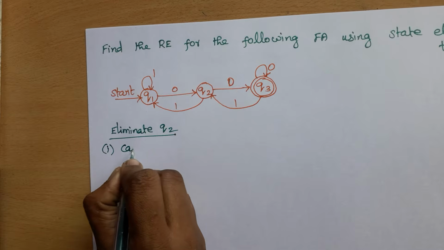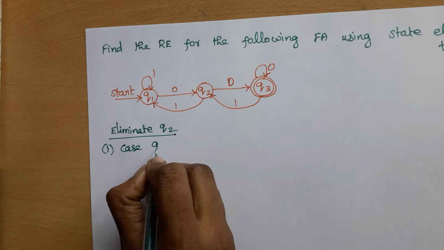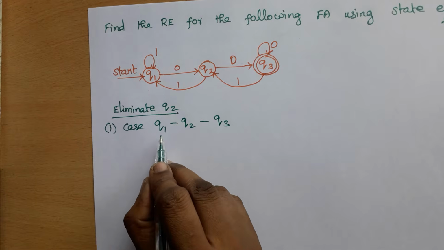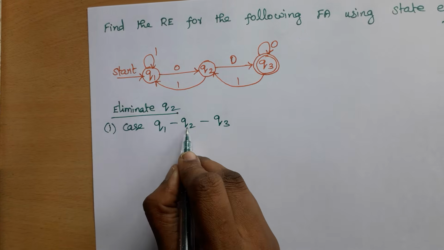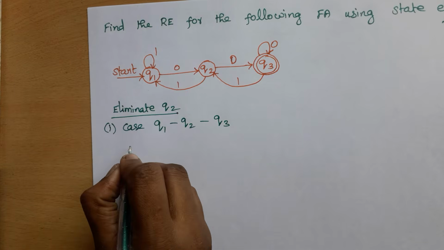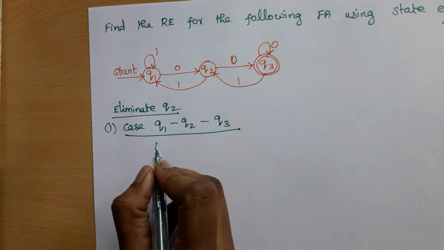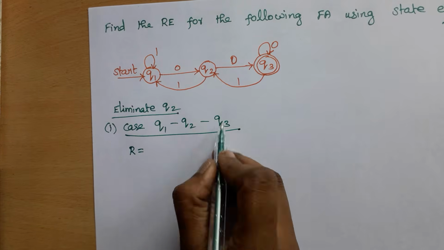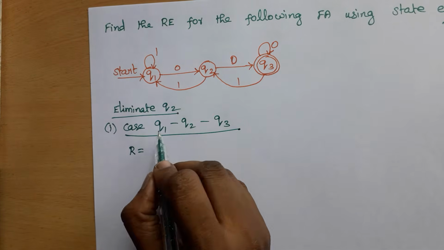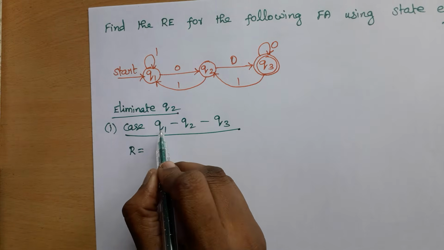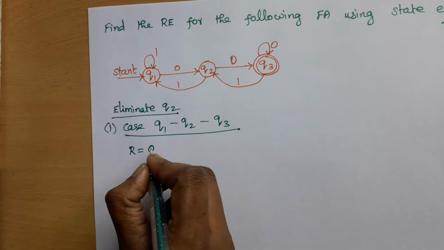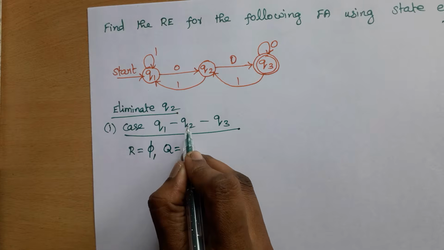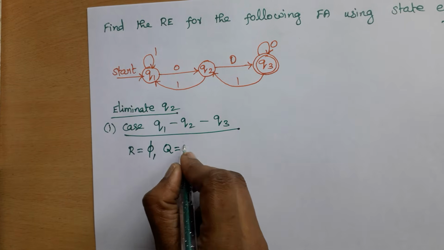So in the first case, we have to consider the path Q1, Q2, Q3. So what is the predecessor here? Q1, the successor is Q3, and the eliminating state is Q2. So now we have to write RQSP, right? What is R? The regular expression from predecessor state to successor state. So from Q1 to Q3, there is no path, so φ. Then Q means predecessor to eliminating state. So Q1 to Q2, 0.